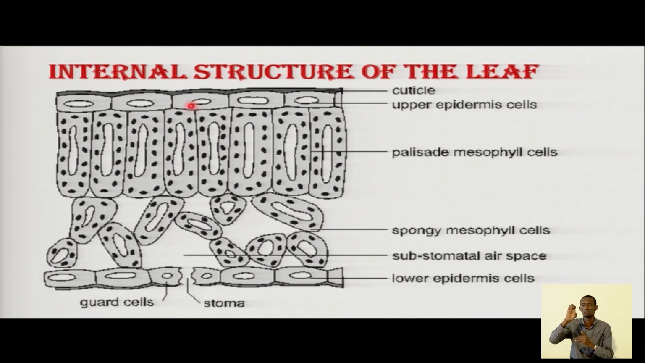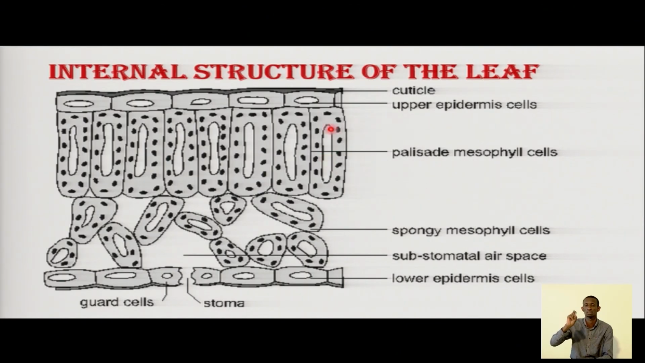That means this is the upper epidermis which has cells. These are the cells that make the upper epidermis, and the function of the upper epidermis is to protect the internal cells of the leaf. Then from there, we have what we call palisade mesophyll cells.